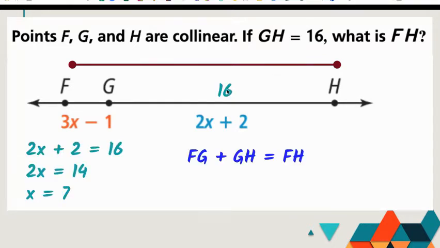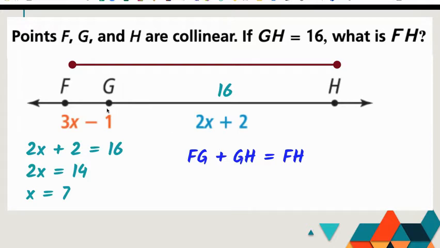Well, we know that this is 16. GH is given. So these two things are equal to each other. So I can set 2x plus 2 equal to 16 and solve for x. And I get x is 7.